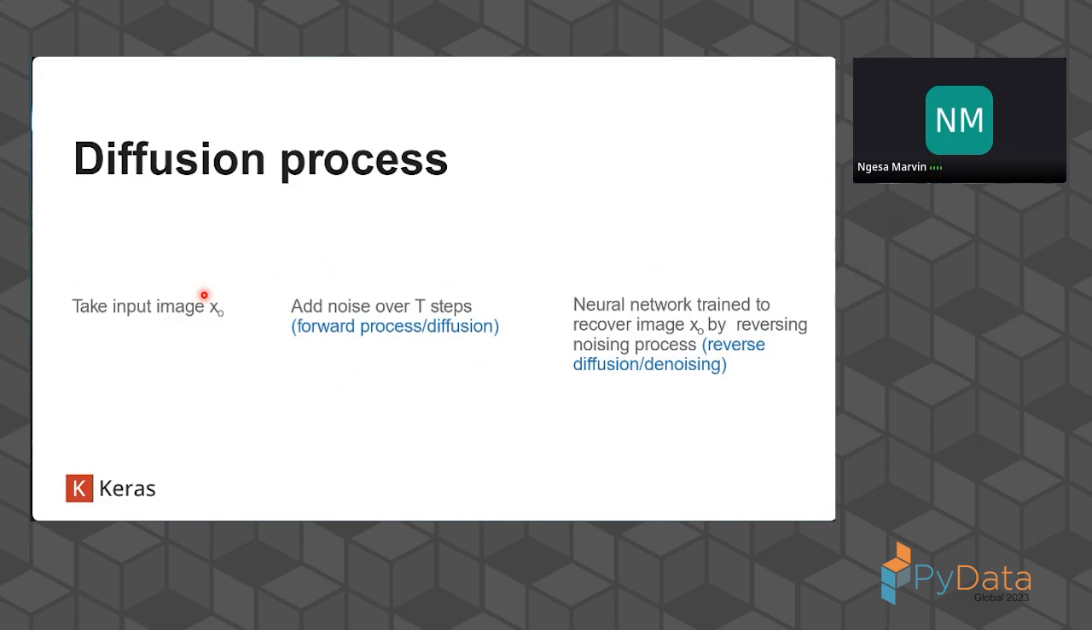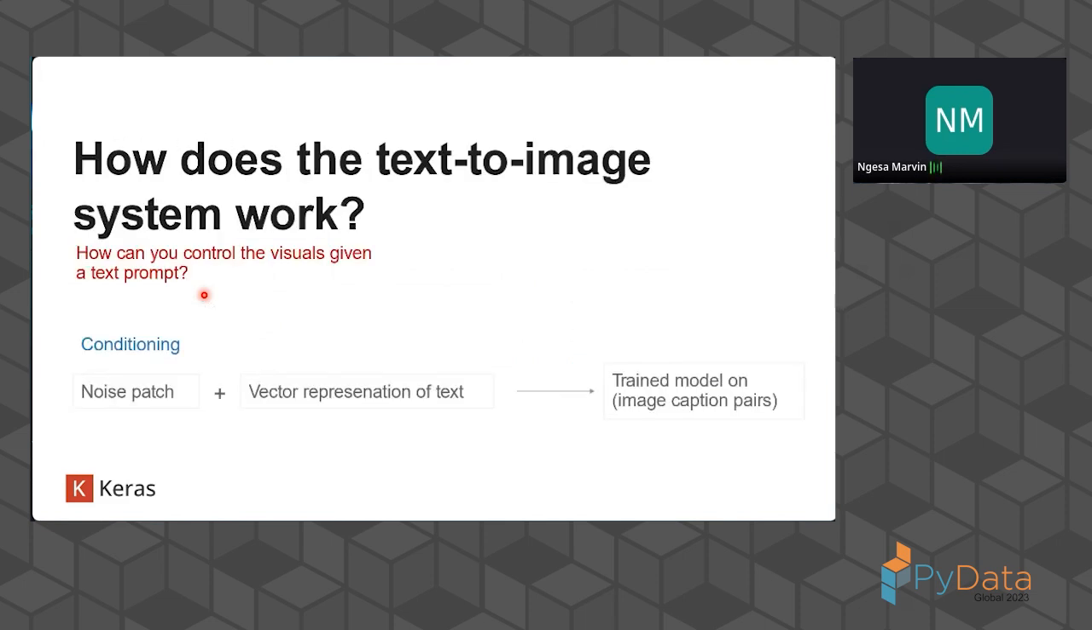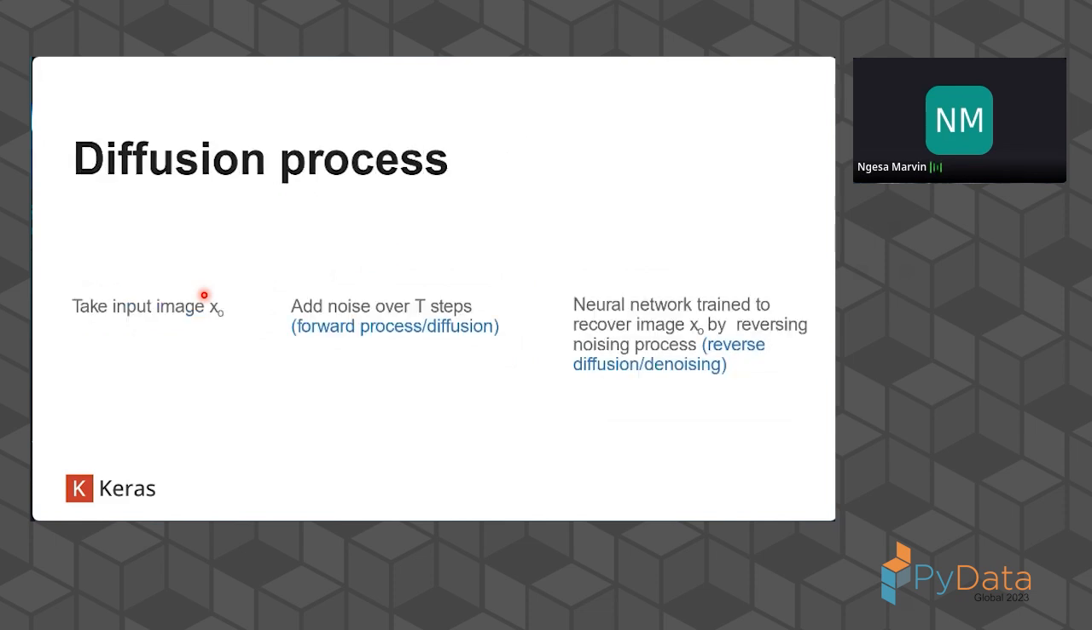And ideally, the diffusion process involves taking an input image, then adding noise to it over a series of steps, and then a neural network is trained to recover the image by reversing the noise. This way you're going to have an image at the end of it.